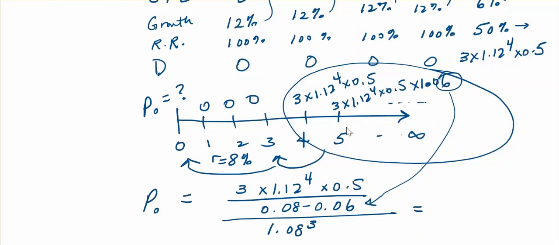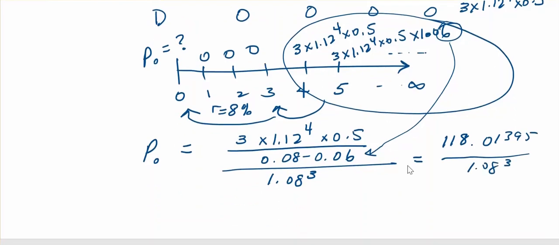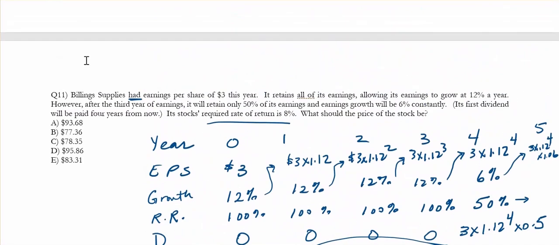Now just to break down things for you, this is telling us that the dividend in 4 years will be $2.36. Divide that by 0.02. So we'll have 118.01395 divided by 1.08 cubed. So we're projecting the stock price to be $118 in 3 years. The value of that today would be $93.68. And we get the answer A.